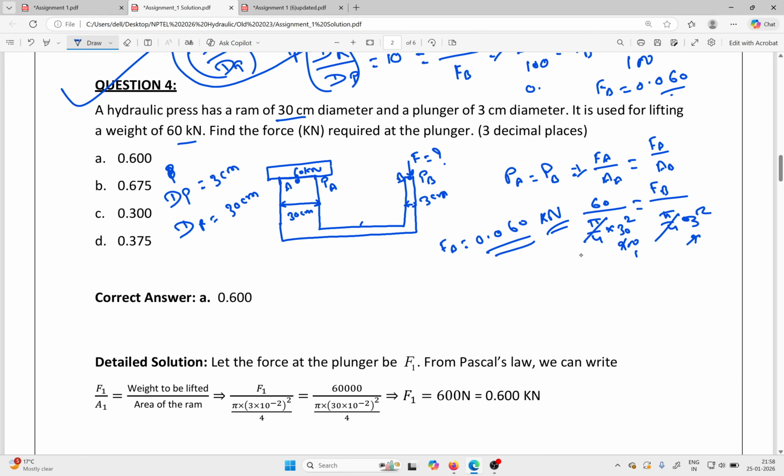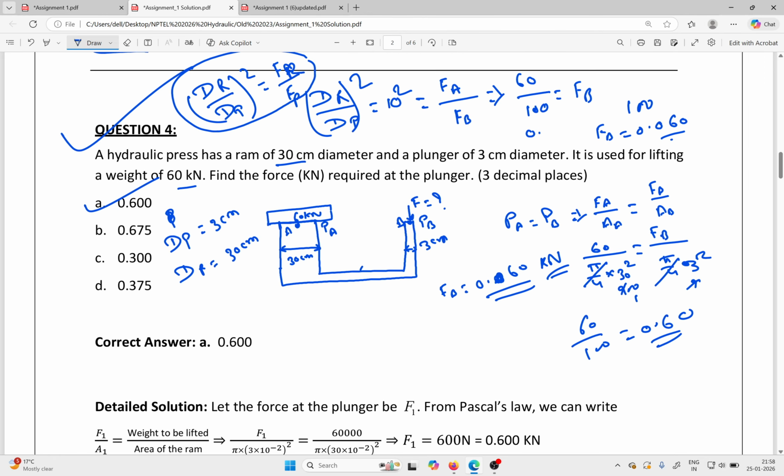Okay, somewhere I am making a mistake. Oh no, 0.6, not 100. Okay, here was the calculation mistake. If it is 60 by 100, so it is 0.60, not 0.006. So option A is correct here. But let us come again to the relationship. The square is not, remember, please.